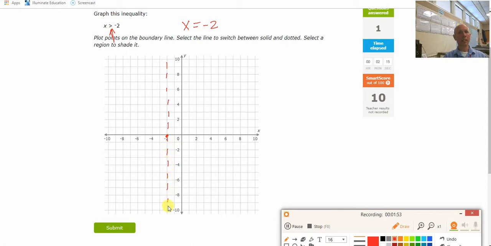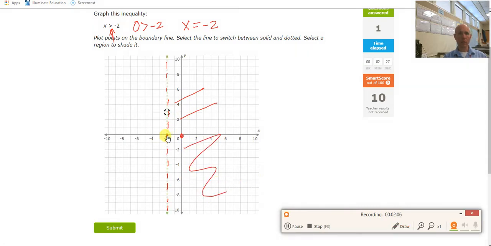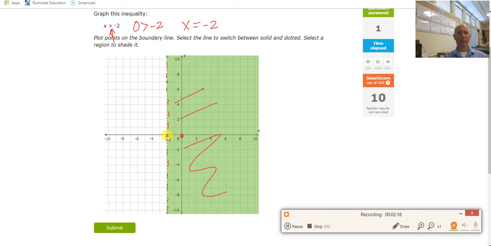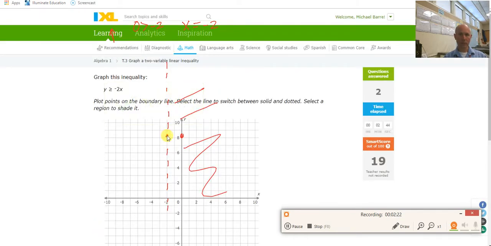Now I have to test it. So I'm going to test 0, 0 and see if it works. Is 0 greater than -2? Yes, it is. So I'm going to shade this side of it. Okay, let's get this in. Boom. Dashed line. Oh, sorry. Okay, there we go. Dashed line. Shade on that side. Terrific.